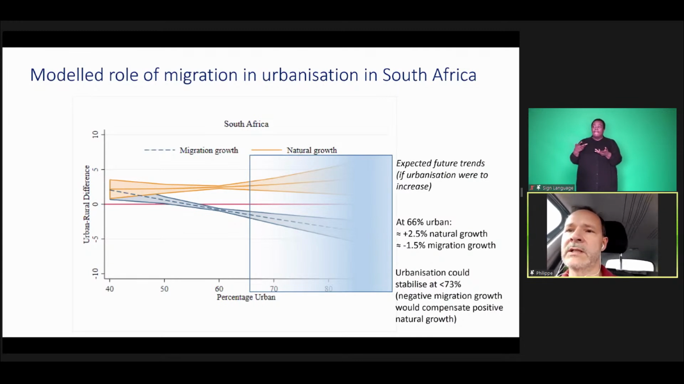And the graph is slightly misleading in the sense that beyond a certain level of percentage urban, the graph is not really consistent with what it should be when urbanization stabilizes at, say, around 70–75%, but it would mean that around 73% the migration would compensate negatively for a positive contribution of natural growth. Next slide.